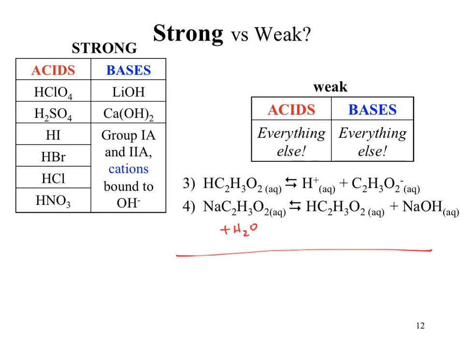Close, not quite zero. Do we see HC2H3O2, do we see acetic acid show up on the reactant and product side? Yes, it does. Here and here, which means we can cancel those terms. How about sodium acetate? That's a little bit trickier. Kinda no, but kinda yes.